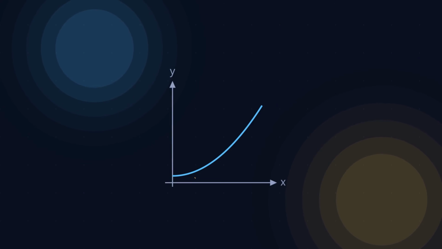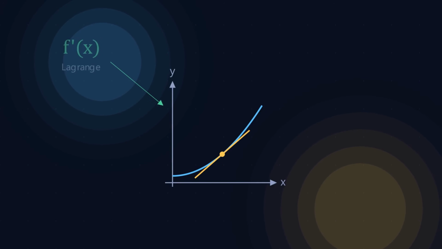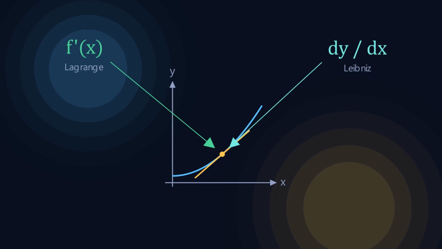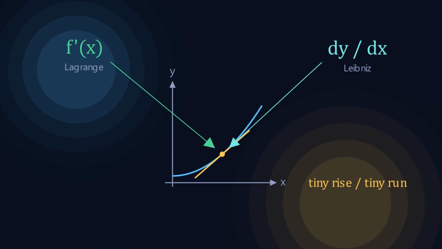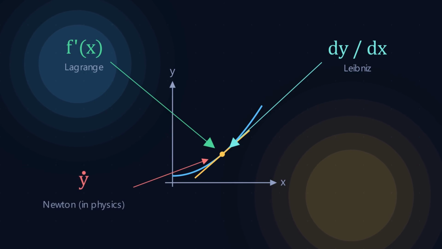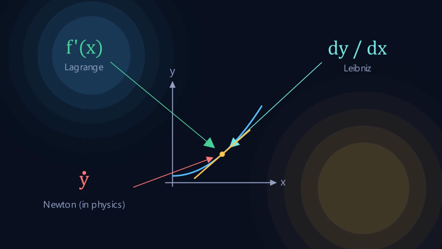Because so many people used this idea, it picked up several notations. They all mean the exact same thing. Don't let them scare you. F prime of x is quick to write. The dy, dx form looks like a fraction. It reminds us where it came from. A tiny rise over a tiny run. And in physics, a dot over a letter means its rate of change over time. Different symbols, one idea, the slope of the tangent.